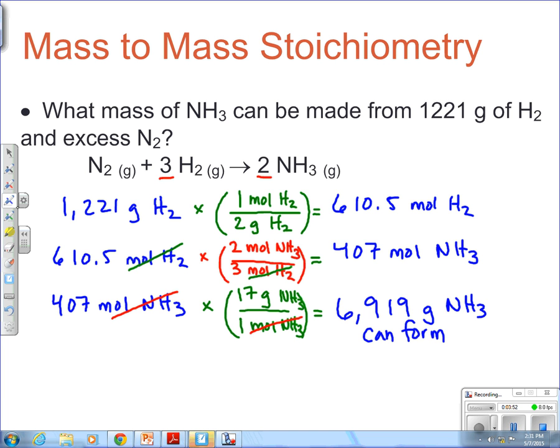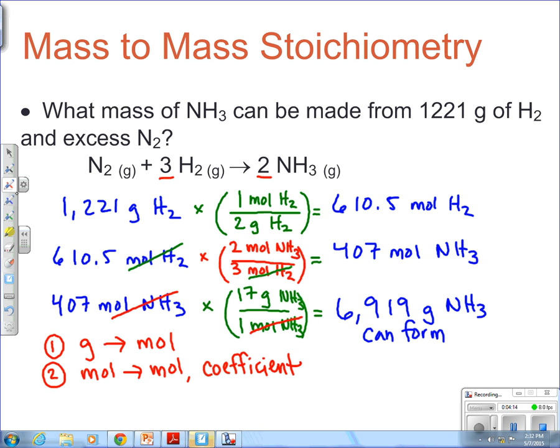that's what we've done. So in summary, the steps for solving a mass-to-mass problem would be step 1, convert grams to moles. Step 2, convert moles to moles. And to do that, you're going to use the coefficients from the balanced equation. And then your final step is to convert the moles back into grams. There are sample problems in your book in Chapter 9, Section 1 that you could work on if you wanted more practice.